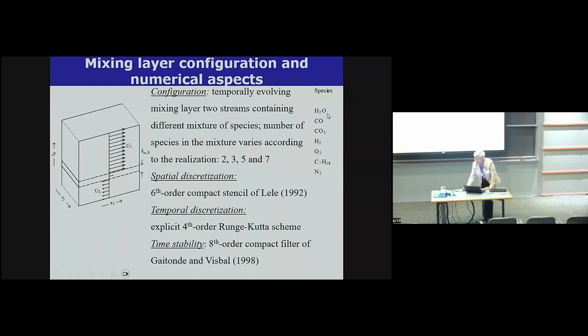So these are the spatial and temporal discretization, time stability. The important thing is that we use here up to 7 species. If we use 2 species, we have heptane in the lower stream, nitrogen in the upper stream. If we use 3 species, we have oxygen additionally. If we use 5 species, we add H2O and CO2. With 7 species, we add CO and H2.